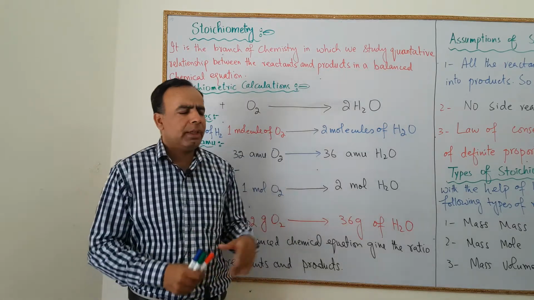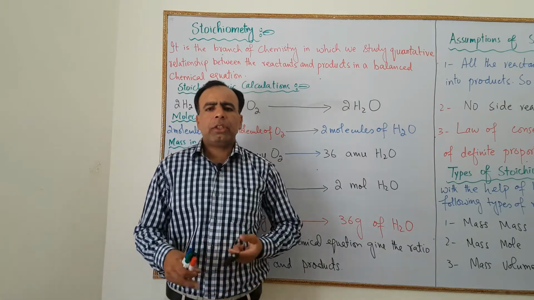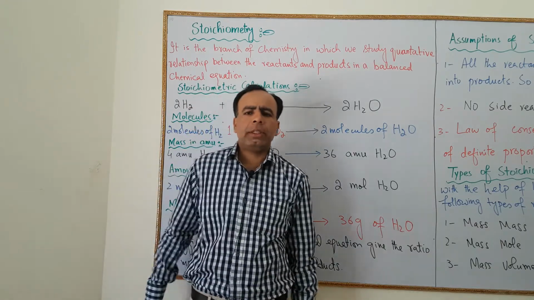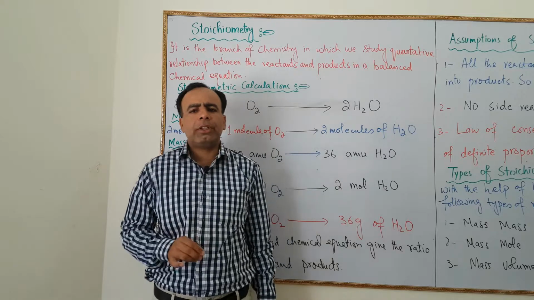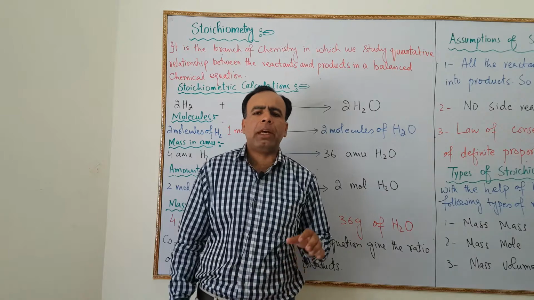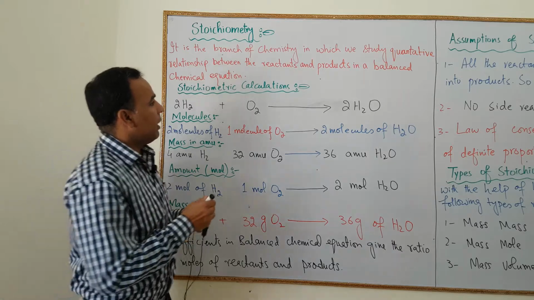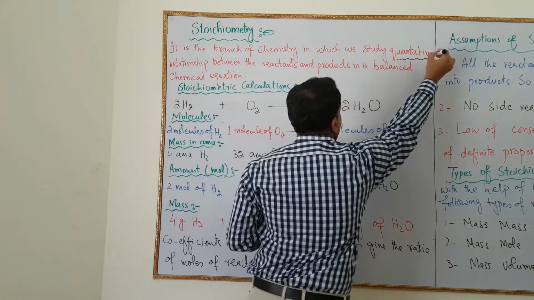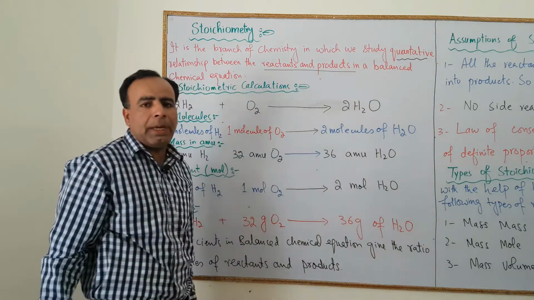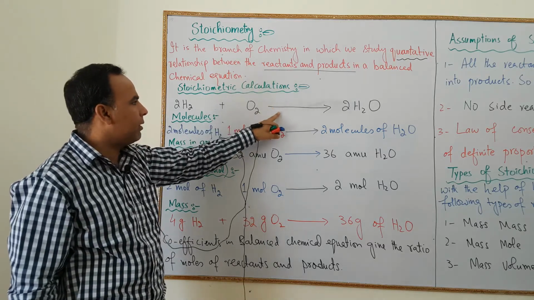The topic of today's discussion is stoichiometry. First year chemistry, chapter number 1. Dear students, it is the branch of chemistry in which we study the quantitative relationship between reactants and products according to a balanced chemical equation. I will explain it with the help of an example.